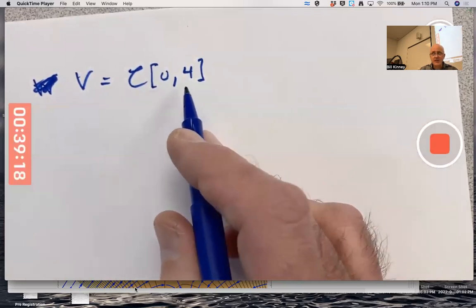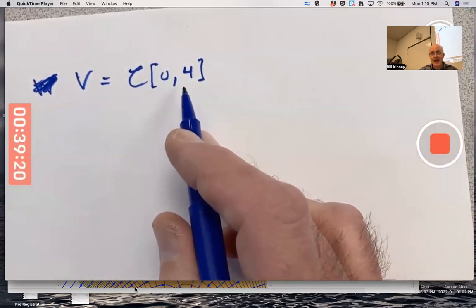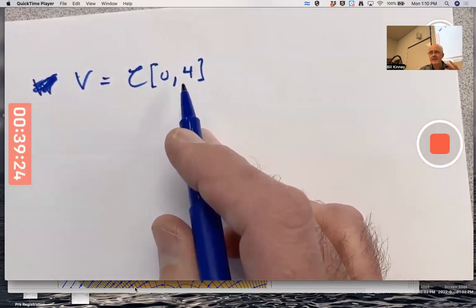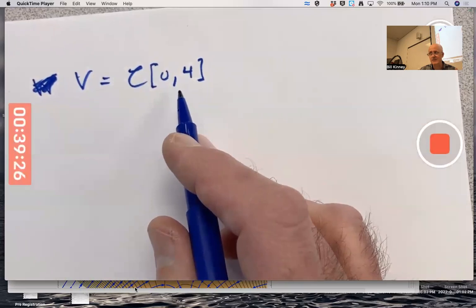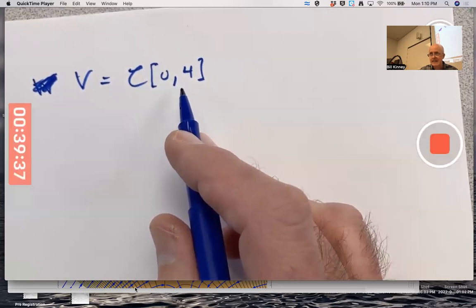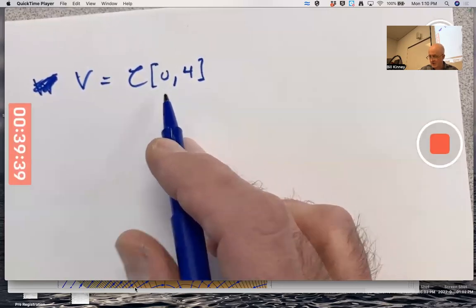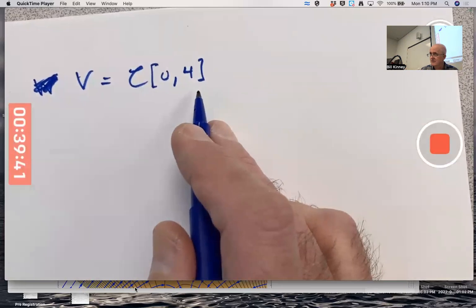But this is a particular vector space. It's not an abstract one, though it's still kind of difficult to wrap your mind around. The vectors in it, the points, if you prefer, are functions. The individual points in this space are functions, like t squared or cosine of t or e to the t. Those are all examples of functions that are continuous on this interval.